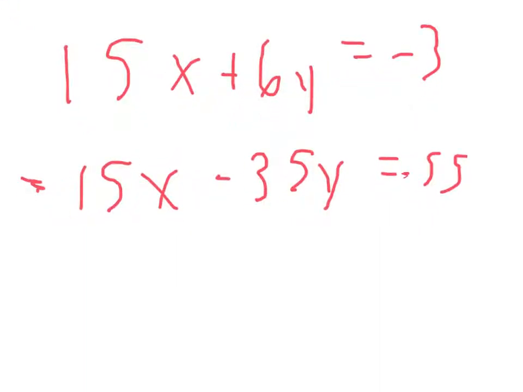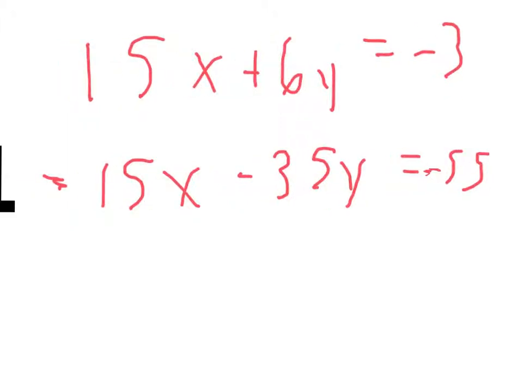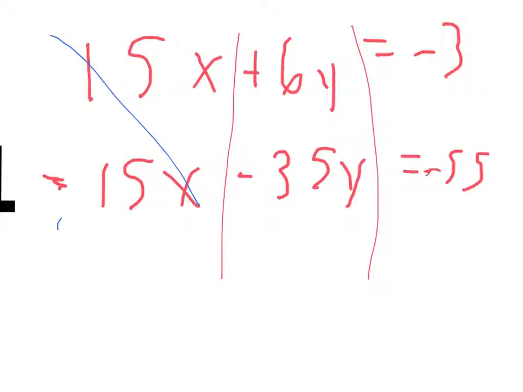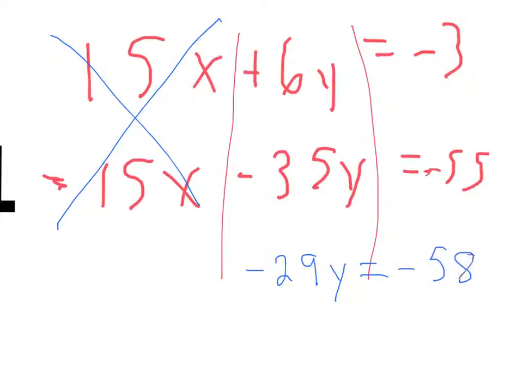We have 15x plus 6y equals negative 3, and negative 15x minus 35y equals negative 55. Okay, so now that we have them in columns, we can go ahead and add these guys up. So we have 15x plus negative 15x, those cancel out. And if we add up 6y plus negative 35y, that gives us a negative 29y. And negative 3 plus negative 55, that would give us a negative 58.